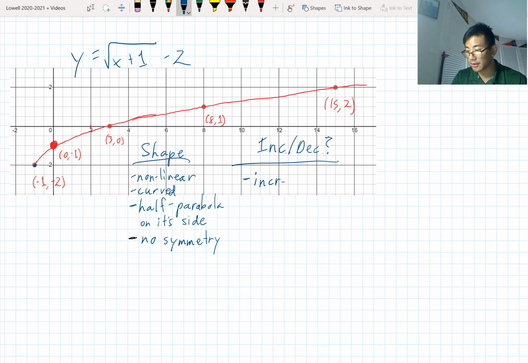Again, increasing. And it's only ever increasing. It's never decreasing. It's never going down, and it never stays the same. So it's always increasing.